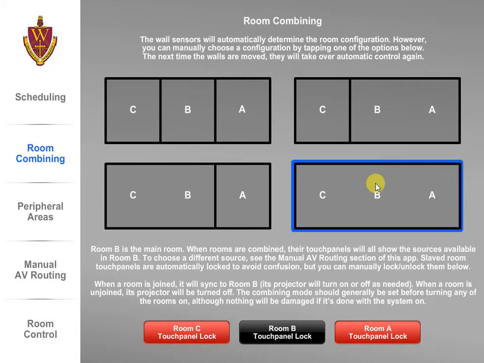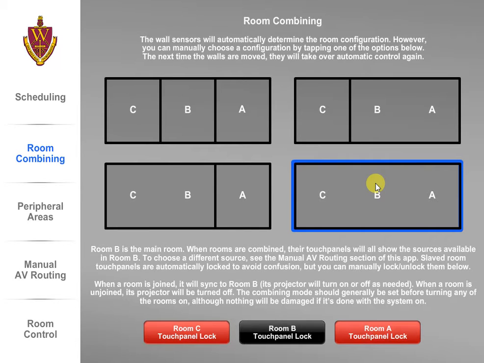Now, we generally want to set our room combining mode prior to turning the system on, but it's not going to break anything, and that's described here as well, what happens. If they're already on, the room's going to sync up to room B. Actually, that's going to be true if room B is off, too. It's going to turn off to sync up. So regardless of whether it's on or off, it will sync up to room B.